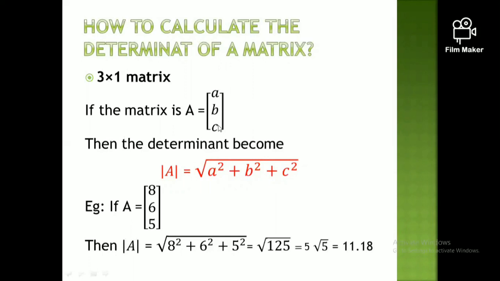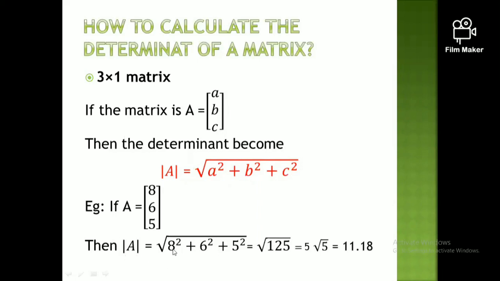Then if you want to find the determinant of this matrix, the answer is first digit squared plus second digit squared plus third digit squared, and get the square root of it. So it should be a squared plus b squared plus c squared, the square root of it. For example, if you get this, that is 8 squared plus 6 squared plus 5 squared. The square root of it would be the modulus of the matrix.